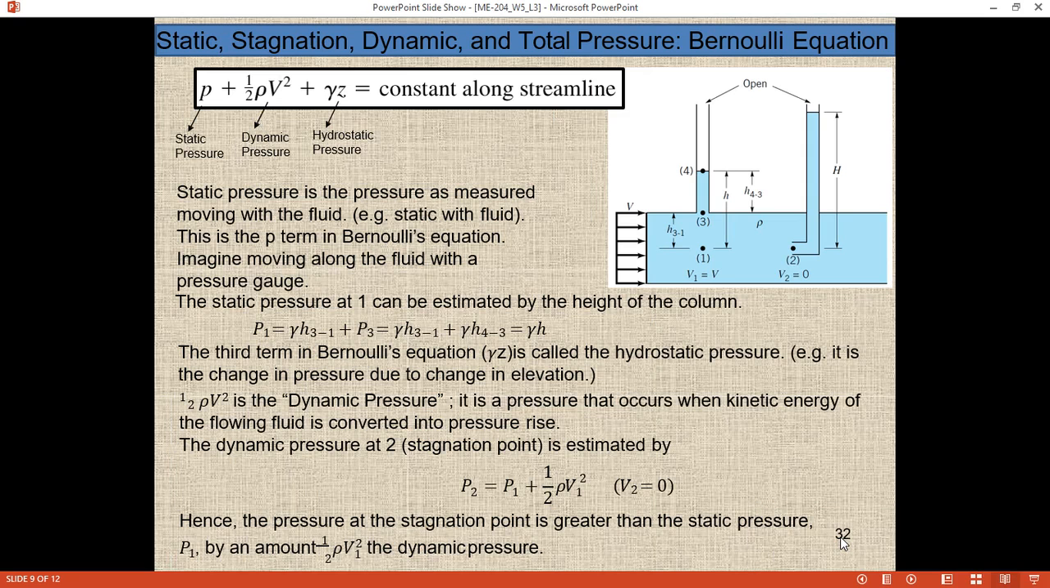Now we are going to see another application of the Bernoulli equation to measure the different types of pressure of the fluids: the static pressure, stagnation pressure, dynamic pressure, and total pressure. Let's see what are these pressures.